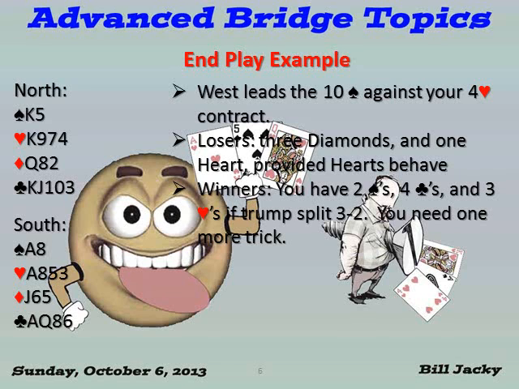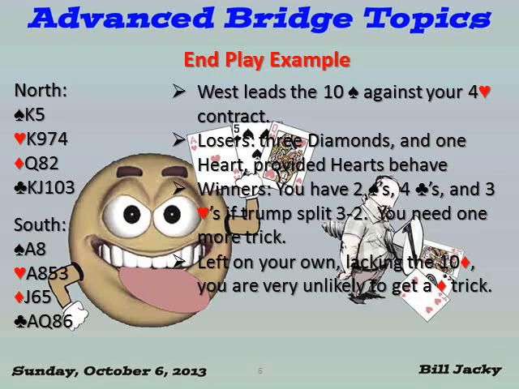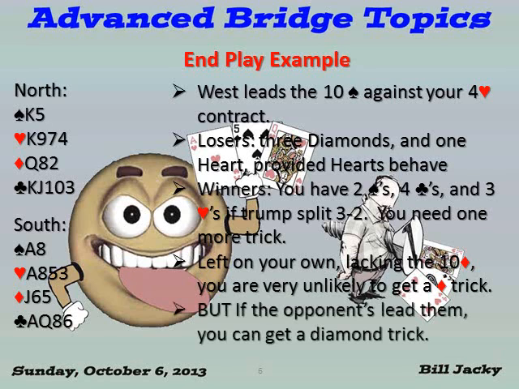Winners. How many winners do you have? You have 2 spades, 4 clubs, and 3 hearts. If trump split, you still need 1 more trick. That trick will probably have to come from diamonds. Now let's look at the diamond suit. Left to your own, you don't have the 10 of diamonds. You can't force out the ace and king and be sure that you have a trick for a third round control, third round winner. However, there is a way you could make this hand by an end play.